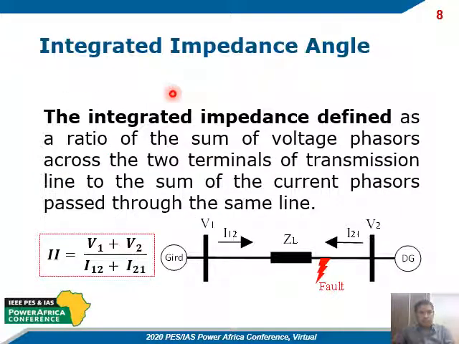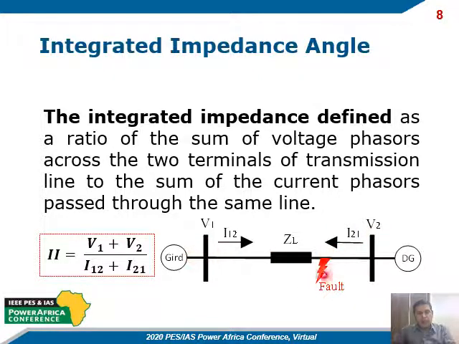Because our methodology is based on the integrated impedance angle, we must first define what the integrated impedance is. The integrated impedance is the ratio of the sum of voltage phasors across two terminals of a transmission line to the sum of the current phasors passing through the same line. This is the sum of voltage phasors and this is the sum of current phasors, where V1 is the voltage phasor at bus 1 and V2 is the voltage phasor at bus 2.